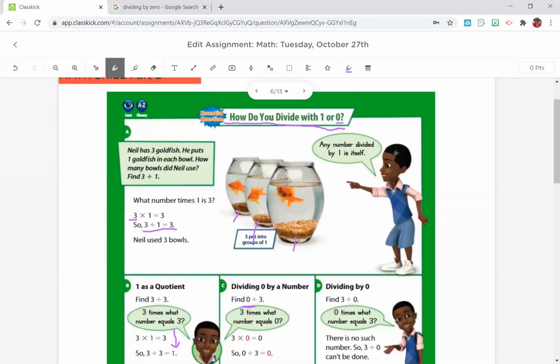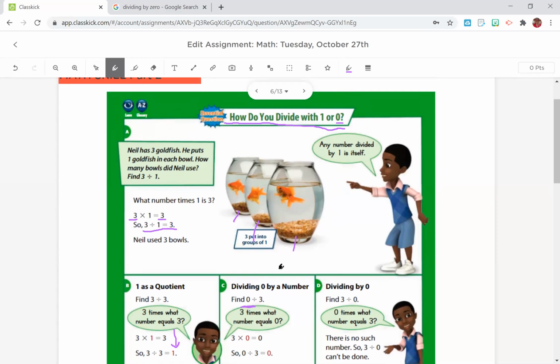Now we have learned how to multiply times 1 and times 0. If you multiply times 1, that equals the other factor, like 3 times 1 equals 3. If you multiply times 0, the answer is 0. Anything times 0 is 0. Now for multiplication, it does not matter the order of the factors. But in division, it does matter the order of the dividend and the divisor.